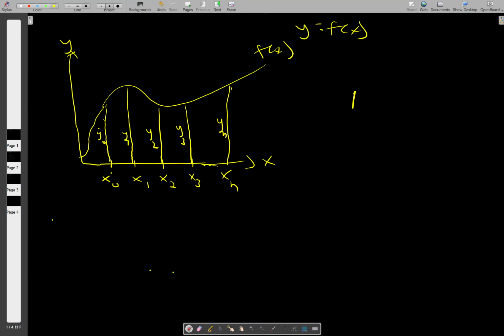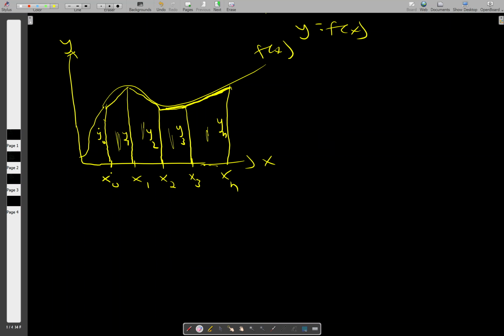Now for the trapezoidal rule, we can join these points. Then we find the area of each plane figure under the curve. First of all, we find the area of this first figure, then another area, then another area. Then we find the sum. That will be the total area under the given curve.